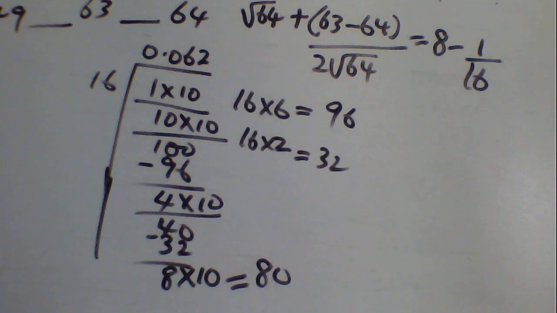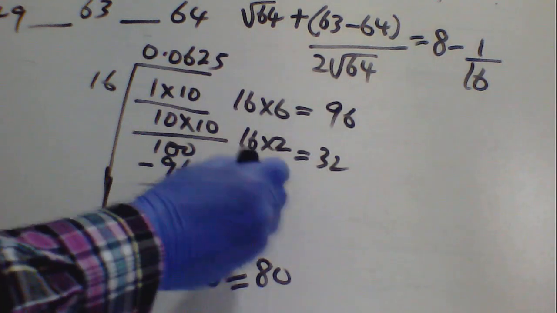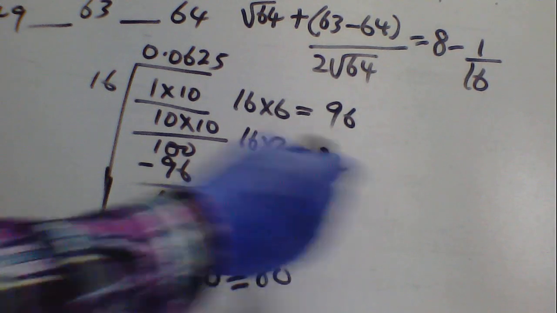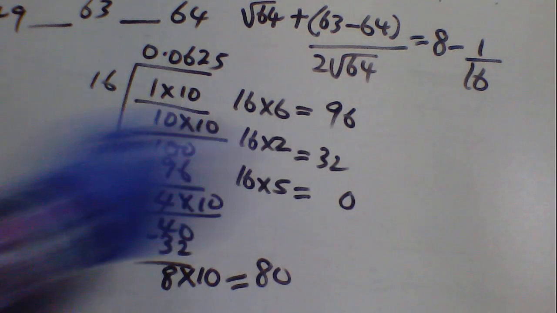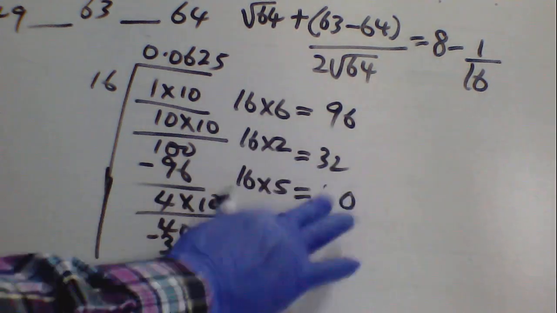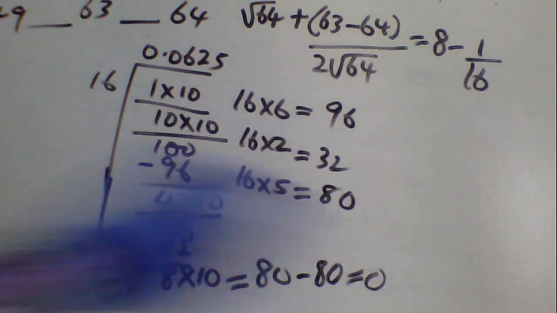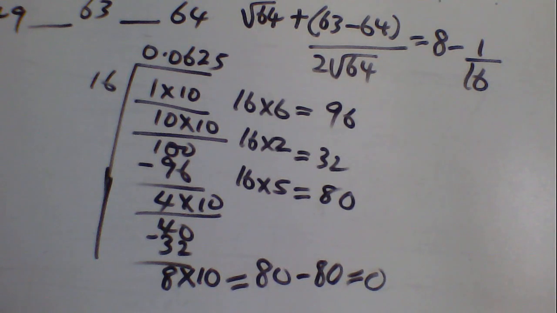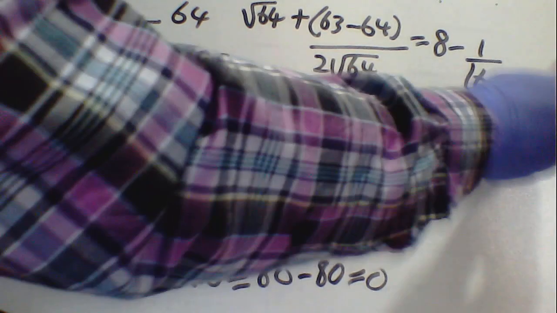80 divided by 16 will give us what? 5, because 16 times 5 will give us what? 5 times 6 is 30, you write 0, carry 3. 5 times 1 is 5 plus 3, 8. So once you arrive at this point, you can no longer divide, because 80 minus 80 is 0. So that is it. You bring it here, you have what? 8 minus 0.0625.